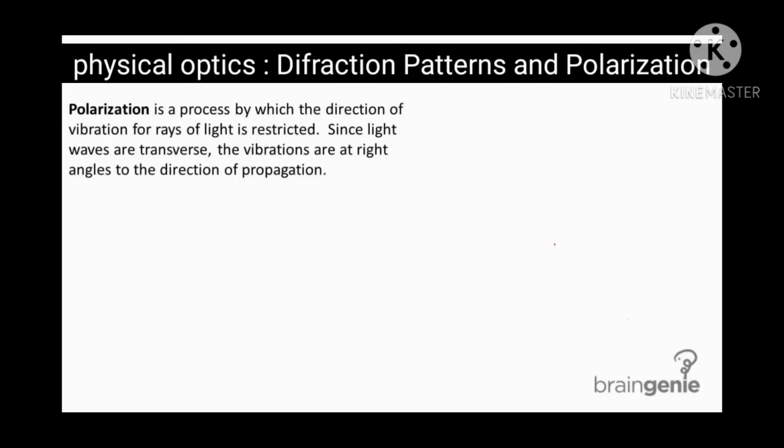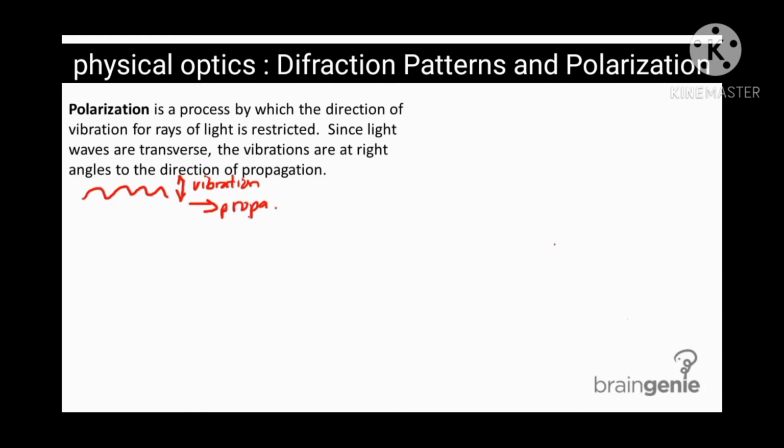Physical optics, diffraction patterns, and polarization. Polarization is a process by which the direction of vibration for rays of light is restricted. Since light waves are transverse, the vibrations are at right angles to the direction of propagation. Light waves are transverse, so in this drawing they vibrate up and down, perpendicular to the direction of propagation.